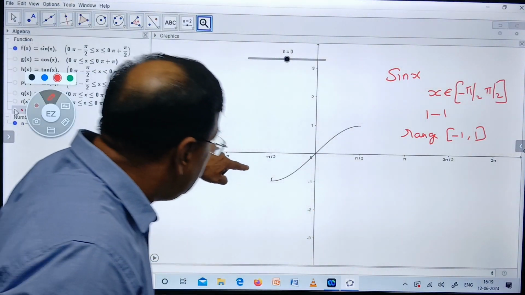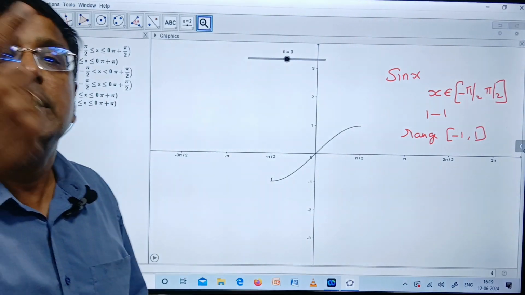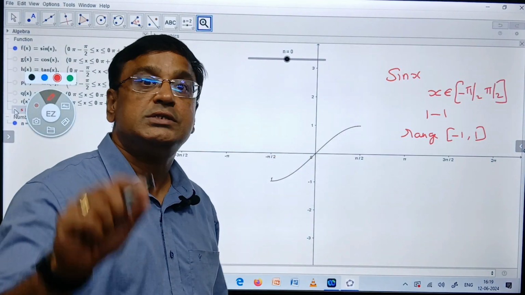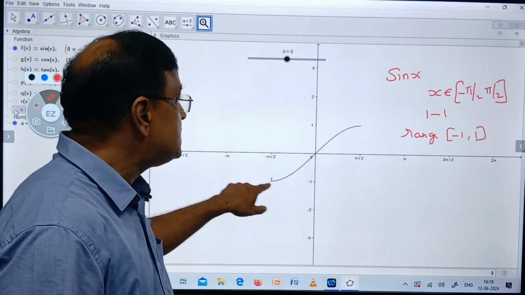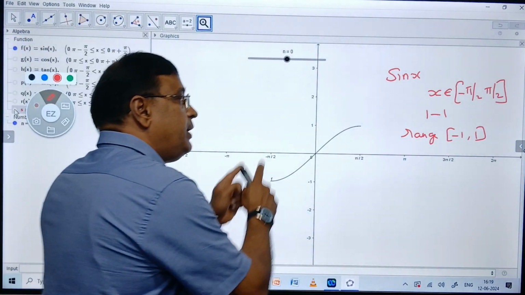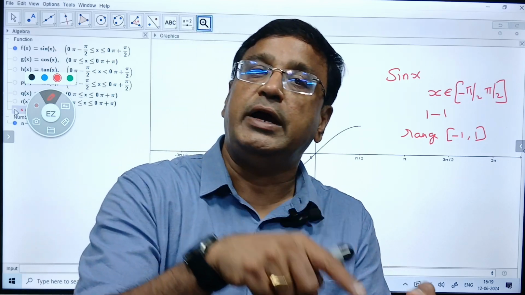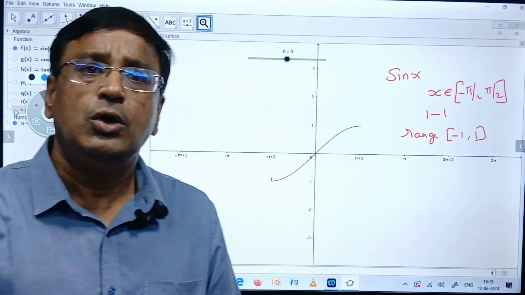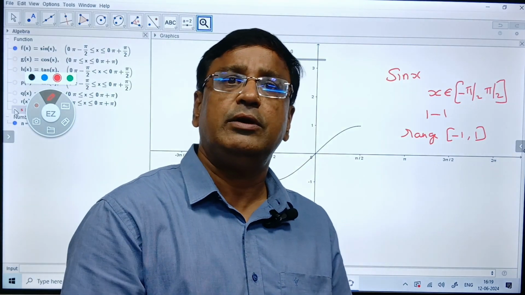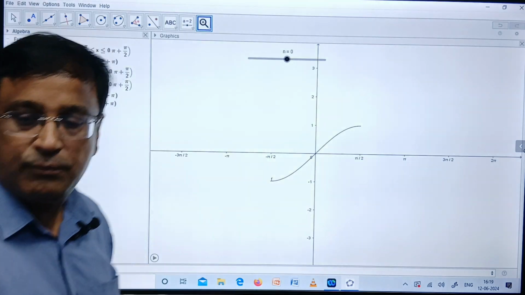Correct? So from minus pi by 2 to pi by 2, sine inverse will exist, because sine x is 1 to 1 as well as onto. Onto where? From minus pi by 2 to pi by 2. So sine inverse will exist where? Between minus pi by 2 and pi by 2. So does it mean that sine inverse exists only from minus pi by 2 to pi by 2? The answer is no. Now how do I verify that?